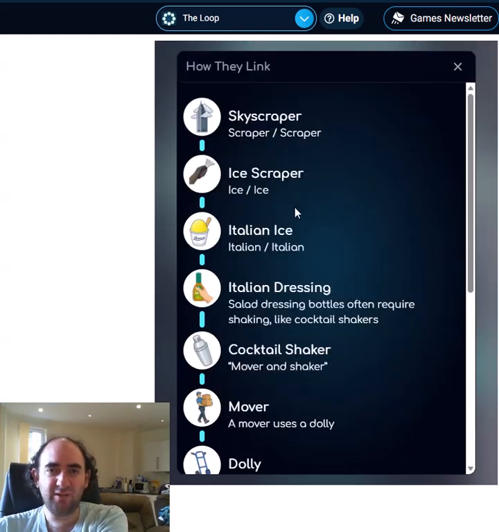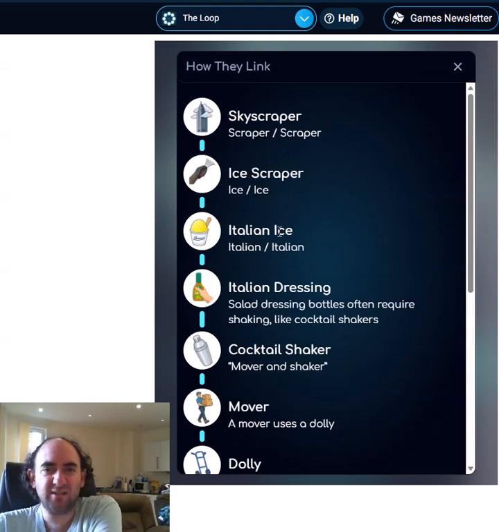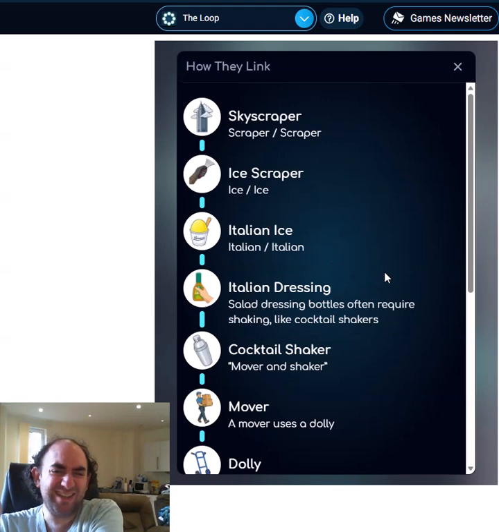Scraper and scraper, ice and ice. It's an Italian ice, apparently. Why it has to be Italian, I don't know. This is what I said about some of the connections being very vague. It's Italian dressing. So it's not specifically olive oil. Again, I don't know how I was supposed to work that out. And it requires shaking, apparently. I don't know. Anyway, that's why it goes next to the cocktail shaker.